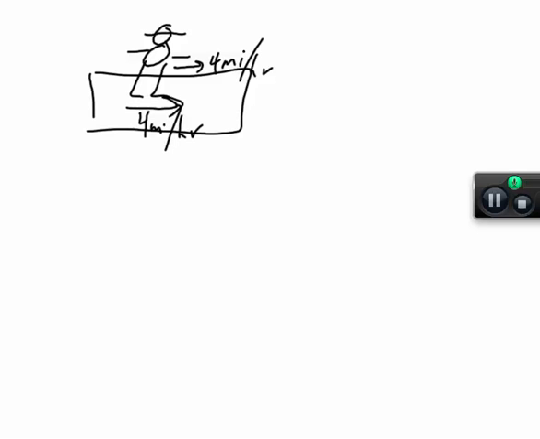Okay. So you would say after 1 hour, what's your distance that you've gone? 4 miles. Yes? 16 miles. Right? Because you're going 4 miles an hour. Oh, or is it 8?